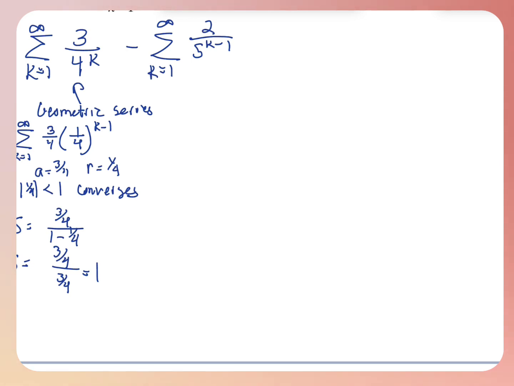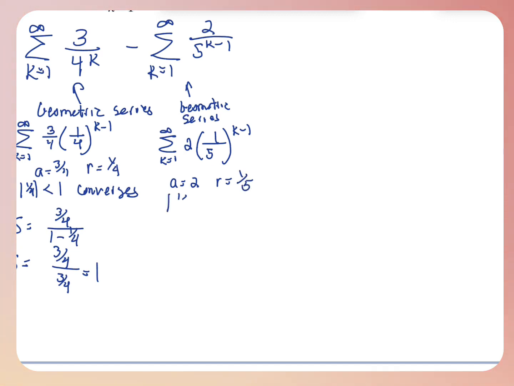So we still have that minus the summation of k equals 1 to infinity of 2 over 5 to the k minus 1. This is another geometric series. I can factor the 2 out, and I can rewrite that as 2 times 1 over 5 to the k minus 1 power. So my A is equal to 2. My R is equal to 1/5. Absolute value of 1/5 is 1/5. 1/5 is less than 1, so this converges.